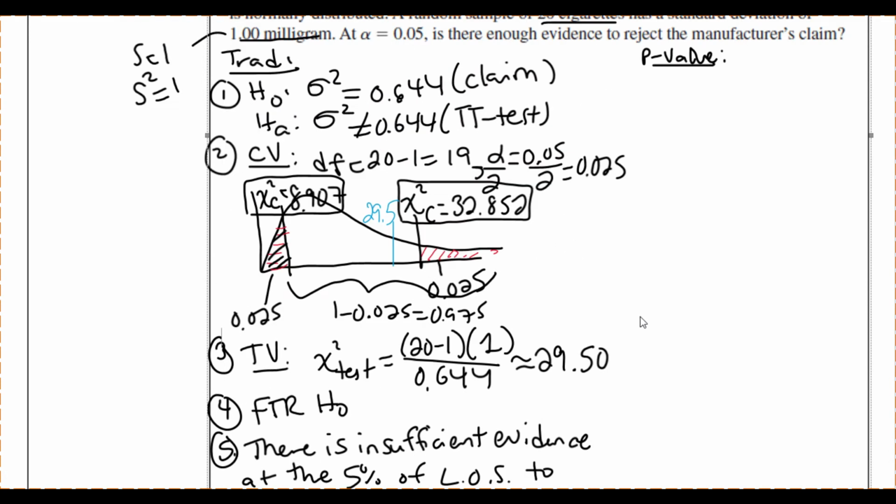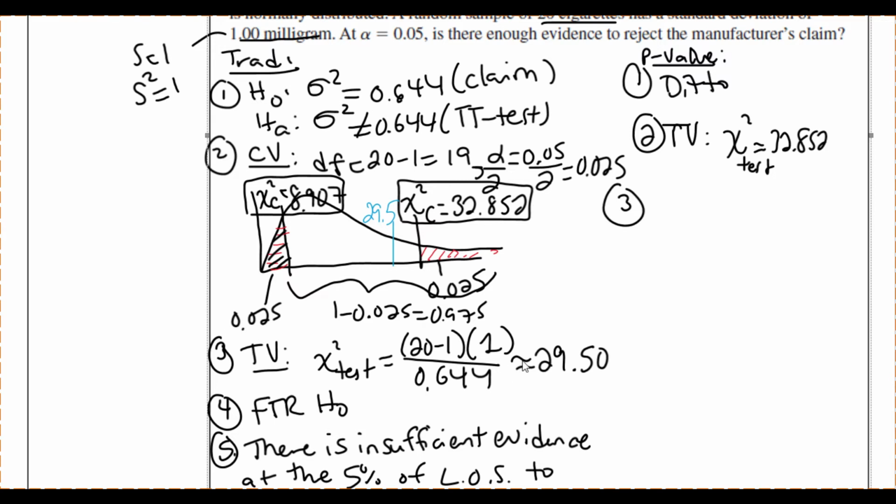So now we're looking at the p-value method. So again, the first step is the same. Step 2, our test value, chi-squared, is 32.852. And then step 3, we're going to do our p-value. So we're going to look up the degree of freedom, 19, and we're going to get as close to this value as we can. Now, since we are doing a two-tailed test here, we're going to double the values that we get from the chart. So if we're on the left side of the chart, we subtract from 1 and then double it. If we're on the right side, we keep the number, but we double it.